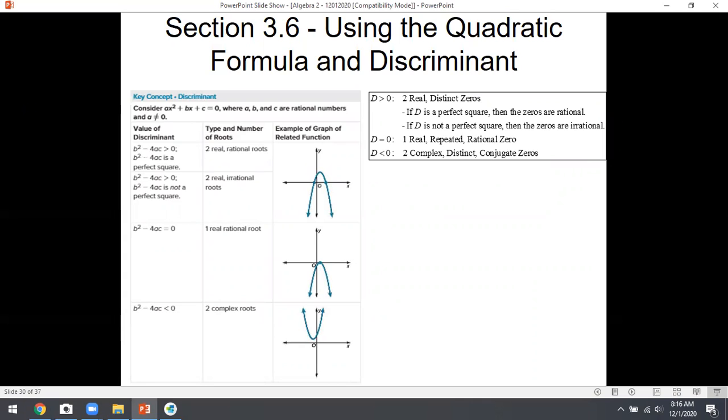Here's what it says. Number one, if your discriminant is positive, that means on a graph, like in the warm-up, it's going to cross at 2 different spots right there. So you will have 2 real, distinct zeros. There will be 2 spots where they cross right there.